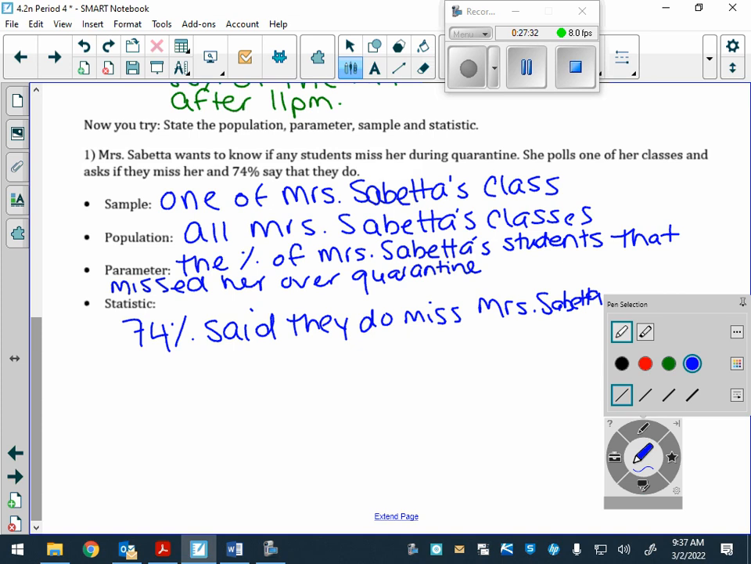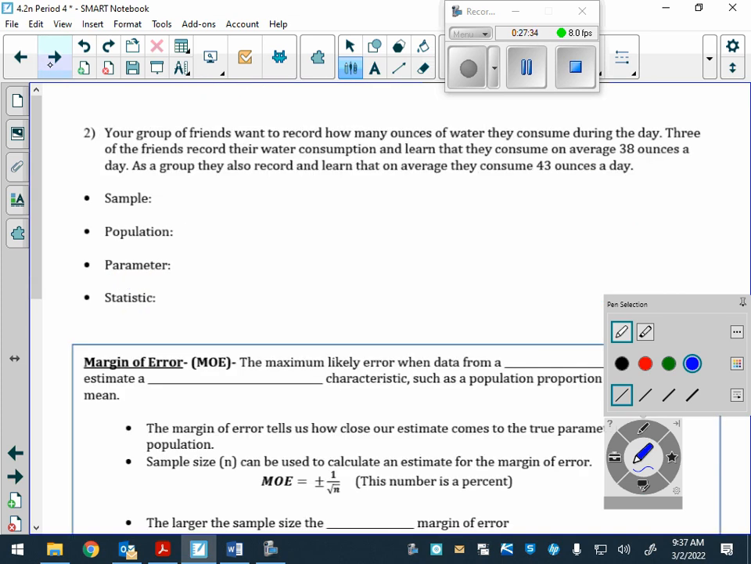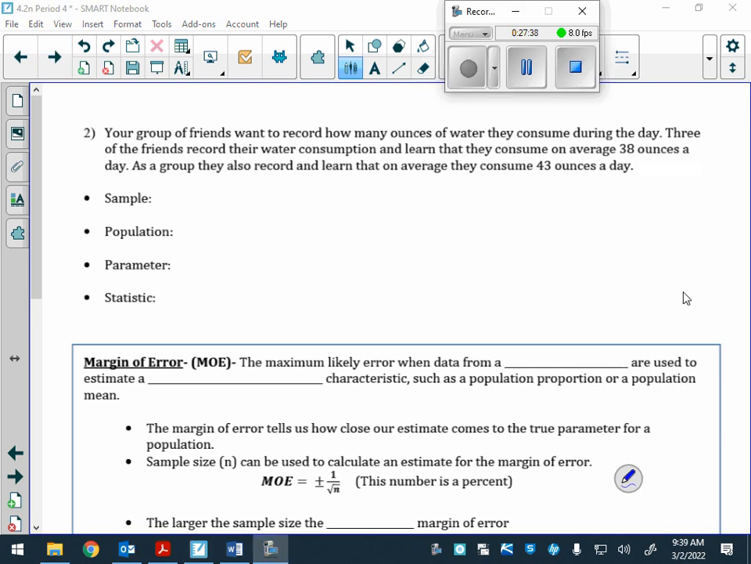Try the next one on your own. Okay, try this next one. All right, let's go through this. A group of friends want to record how many ounces of water they consume during the day. 3 of the friends record their water consumption and learn that they consume on average 38 ounces a day. As a group, they also recorded and learned that on average they consume 43 ounces. All right, what is the sample?